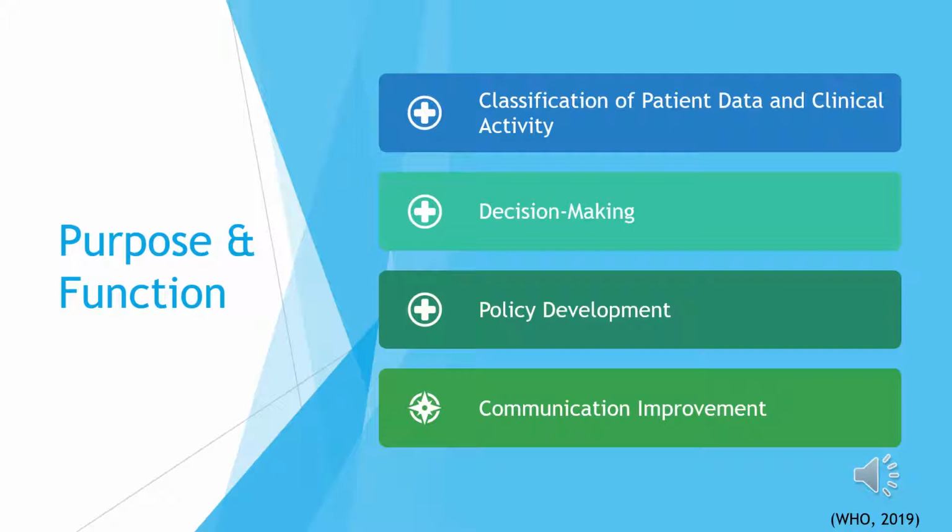ICNP classifies patient data and clinical activity for uses of decision-making and policy development, which aim at improving healthcare delivery and health status. It also can improve communication and statistical reporting practices across health services. Lastly, it can also be used with other WHO FIC classifications wherever such care is provided.